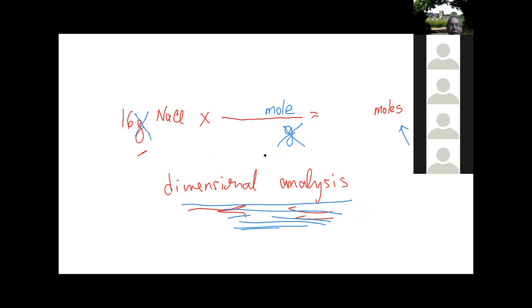Okay. And say, come on, draw. Yes. That's a little annoying. This fraction is the conversion factor.